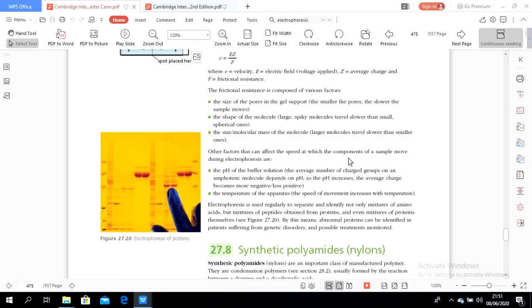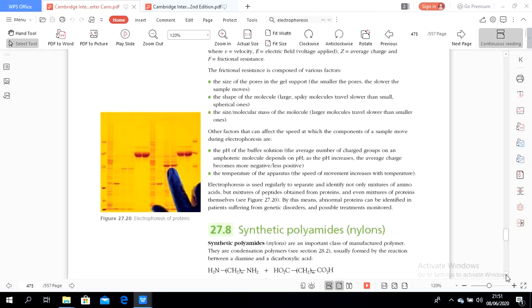Electrophoresis is used regularly to separate and identify not only mixtures of amino acids but also mixtures of peptides obtained from proteins and even mixtures of proteins themselves. By this means, abnormal proteins can be identified in patients suffering from genetic disorders and possible treatments monitored.